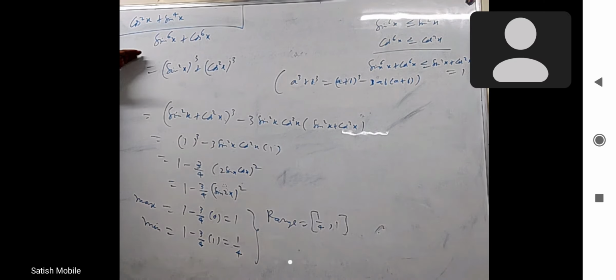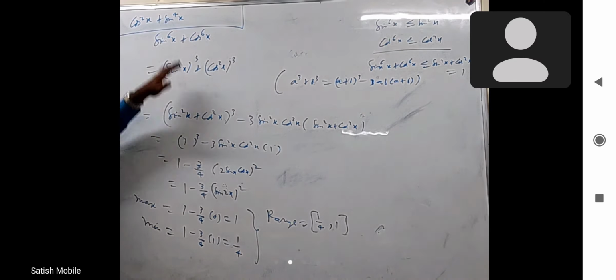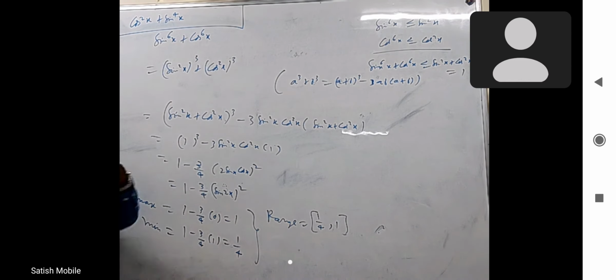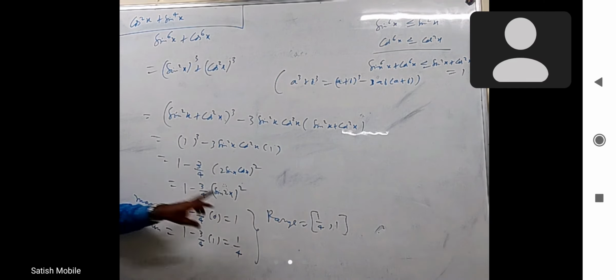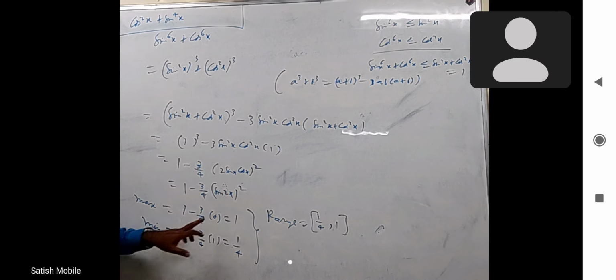When we wrote up to here, we are writing many times that this is equal to 1 minus 3 sin square x cos square x. Earlier also we used this in trigonometry in the first exercise. I multiplied 4, divided 4 and wrote this as sin 2x. Sin 2x whole square, minimum 0, maximum 1.